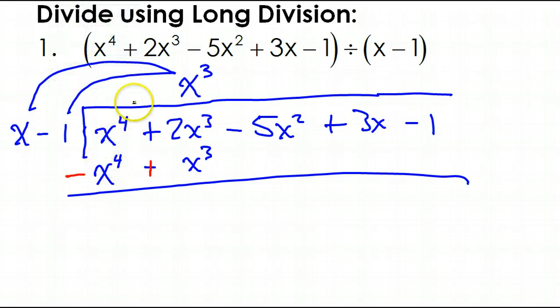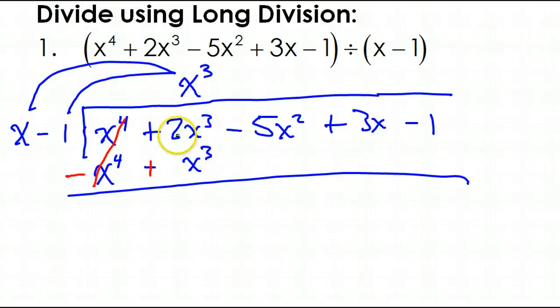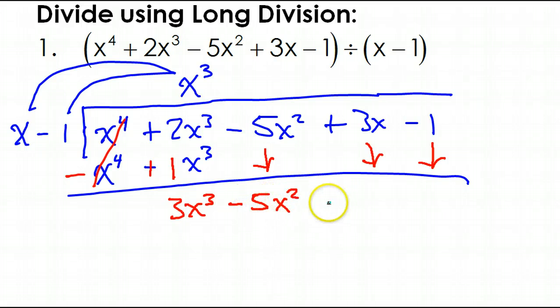So these will cancel. Now, positive 2x to the 3rd power plus 1x to the 3rd power is 3x to the 3rd power. And I'm going to bring down everything else. So that'll be minus 5x squared plus 3x minus 1. I just brought it down. So now we basically start over.